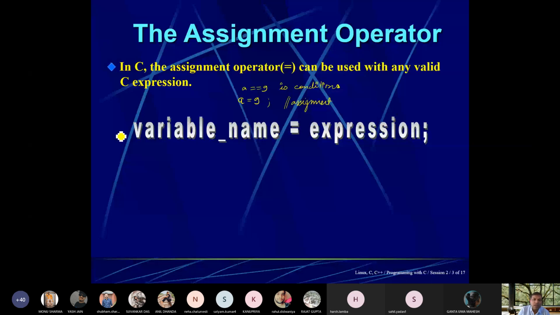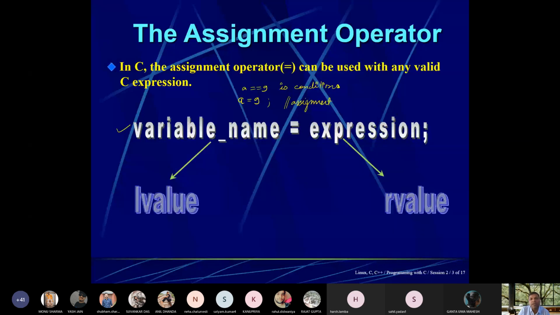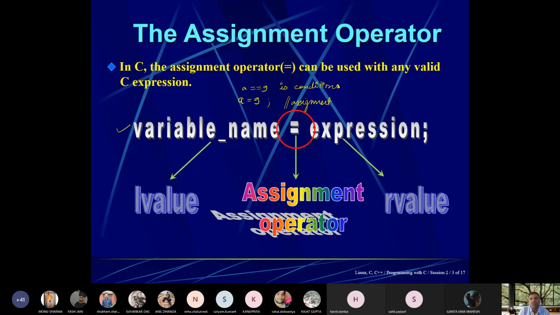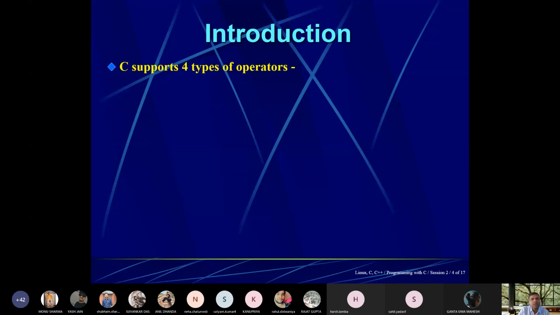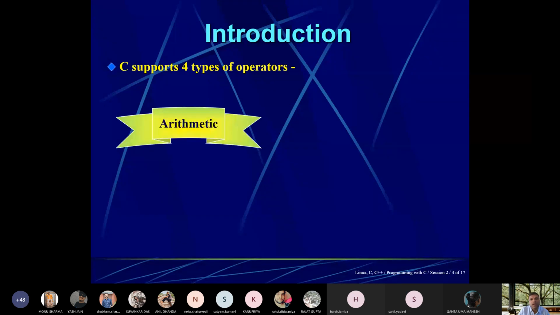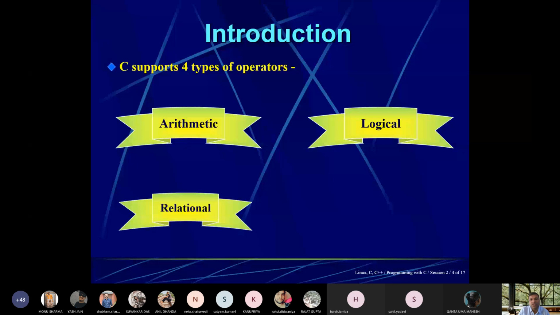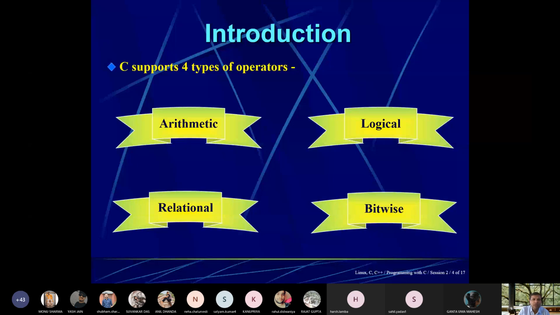So this is the L value, and this is the R value. The L value is always a variable like A. You cannot write 9 equals to A, but you can write A equals to 9. Fine. And this operator is known as the assignment operator. Sometimes a question may ask using L value and R value. The R value is assigned to the L value. Always remember this. There are four different types of operators: arithmetic operator, logical operator, relational operator, and bitwise operator.